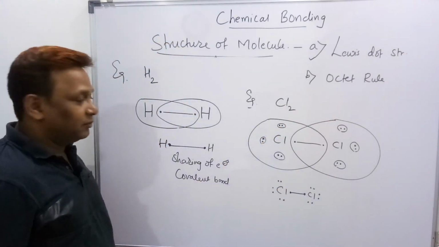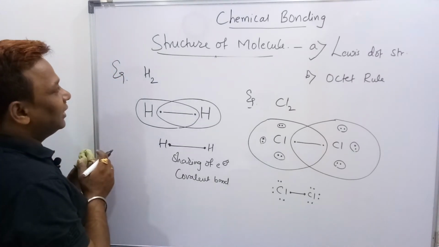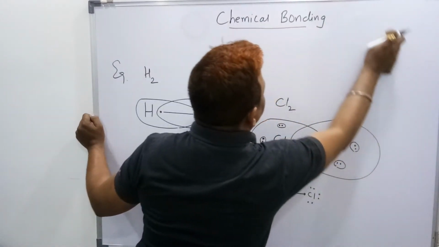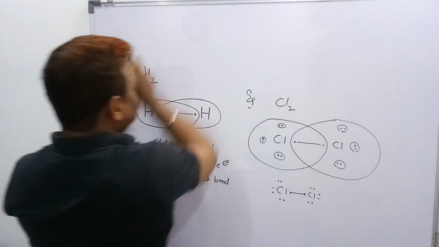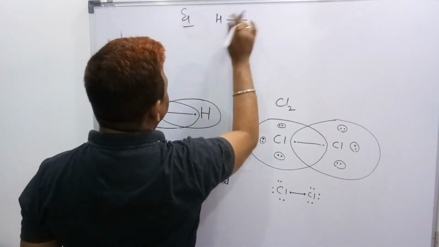Is it clear? But one more simple example I want to discuss with you, and that example is the HCl molecule. Let us say I want to write this part here. The third example which I want to explain to you is about H and Cl. HCl.